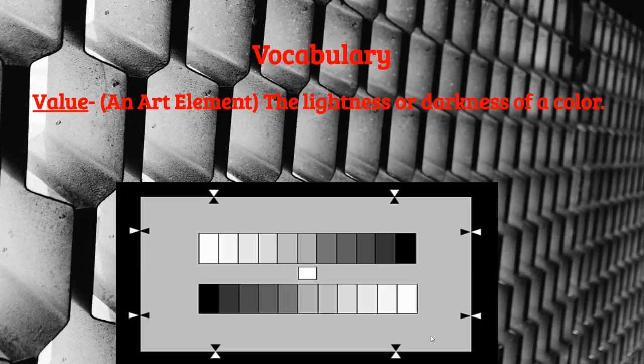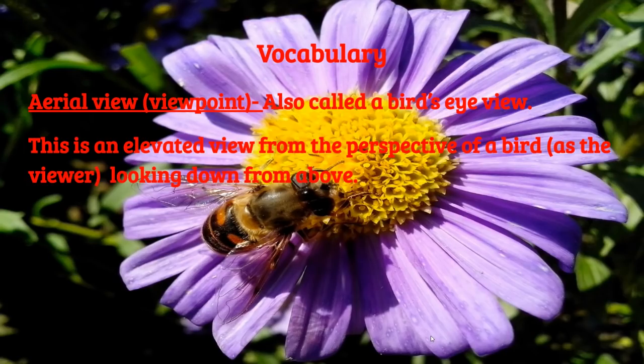Our first vocabulary word is value, and value is an art element. It means the lightness or darkness of a color. Here you see what's called a value scale or gray scale. White is the lightest value, black is the darkest. Value is something that you can see in other colors besides white and black. You can create value using different techniques, and you can create value with different colors.